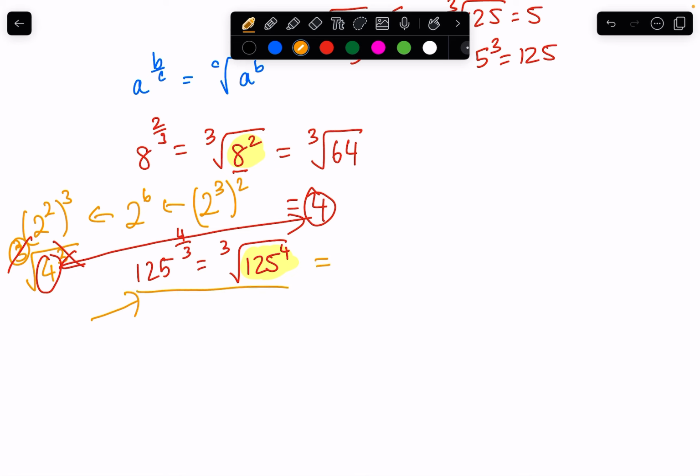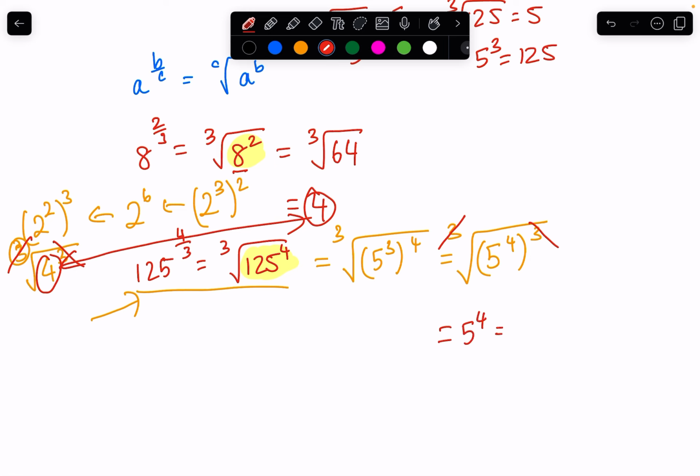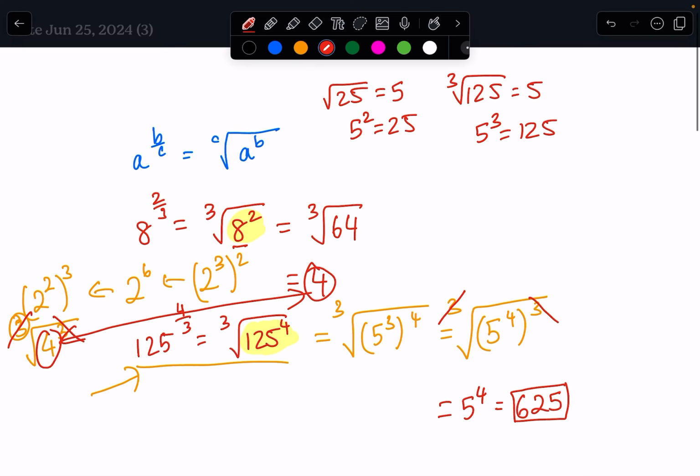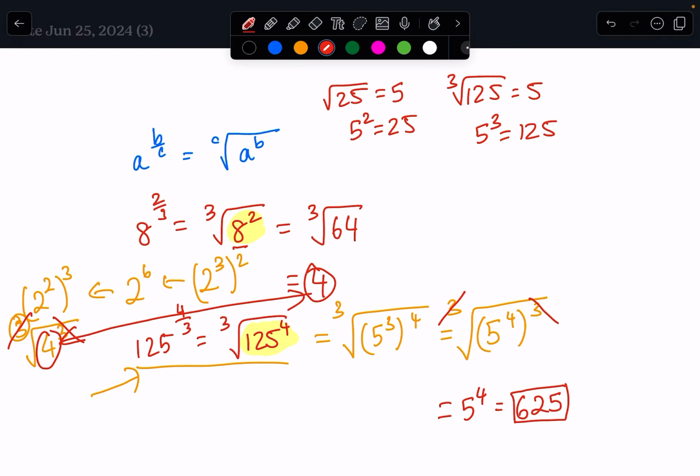So then what we can do here is rewrite this as 5 to the 3 to the power of 4, but then that's 5 to the 4 to the power of 3. So then you see that will cancel. We get 5 to the 4 as the answer, and if you can do quick maths, you'll get 625. Boom. That's it. That's the basics of fractional exponents.